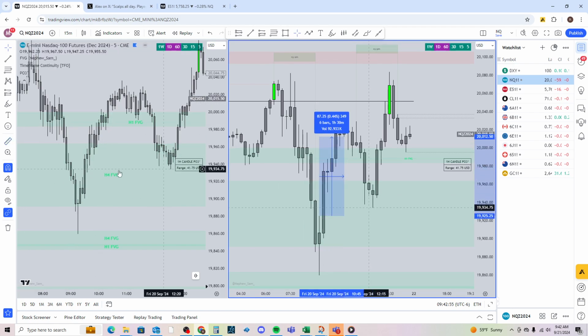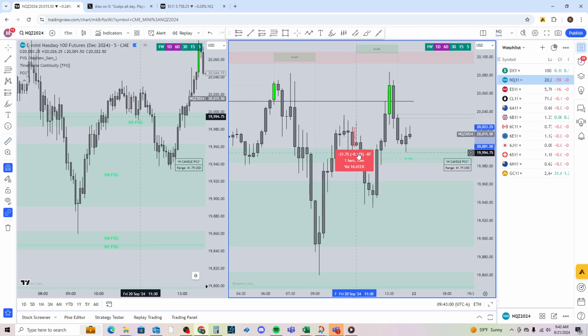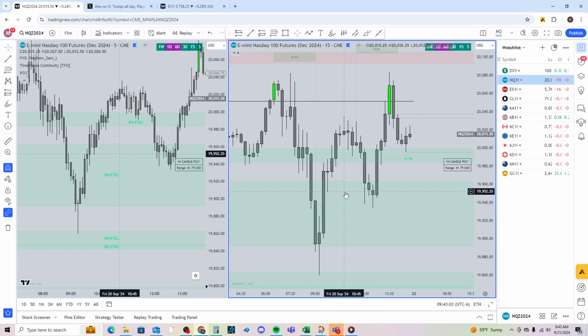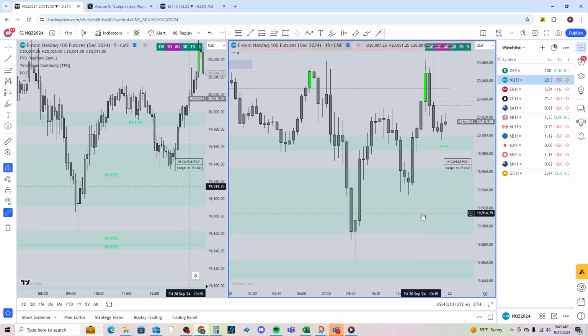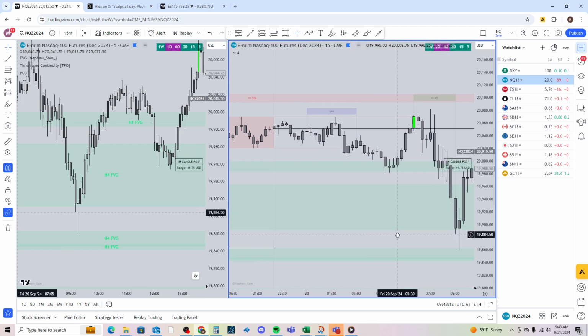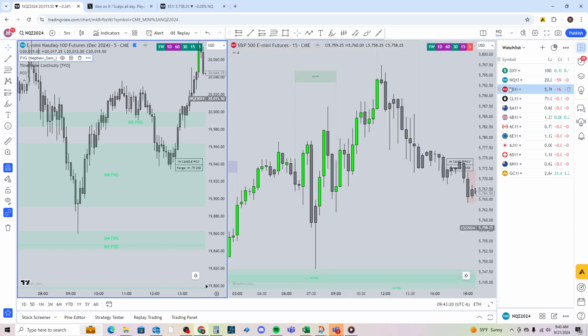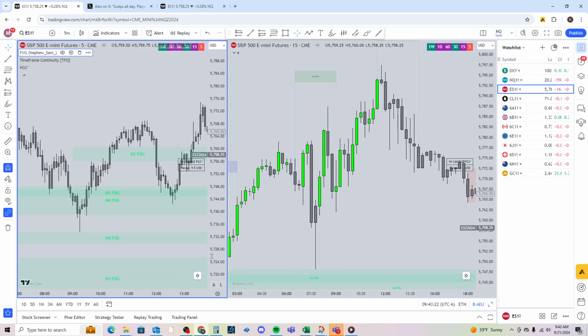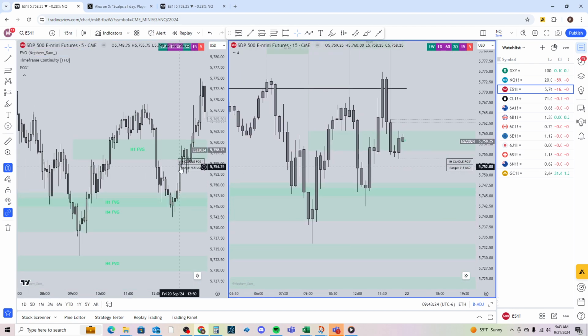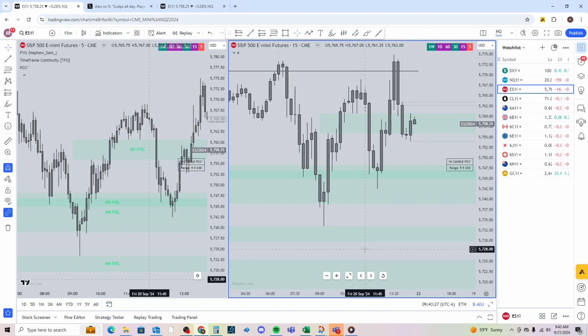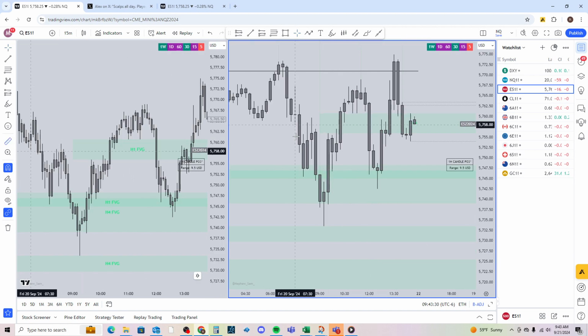1, 2. I wish these rulers would stay up. I don't know how to do that. And then 3. Right? And this works on any asset class, ES. Obviously, these are going to look similar. These charts are going to look similar. Same thing here.